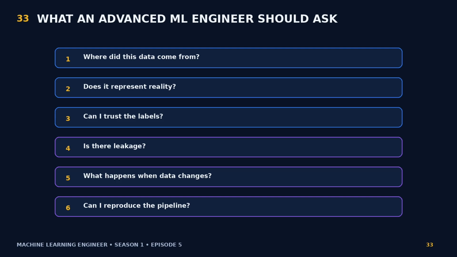As you progress from beginner to advanced ML engineer, your questions should become deeper. Don't just ask which model gives me the highest accuracy. Ask where the data came from, whether it represents reality, whether the labels are trustworthy, whether there's leakage, what happens when production data changes, and whether another engineer can reproduce the entire pipeline.